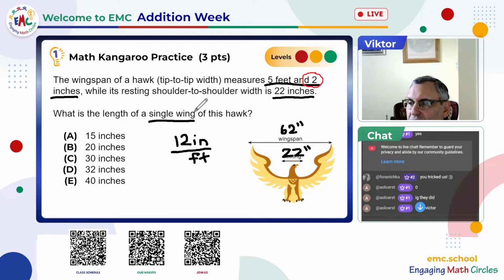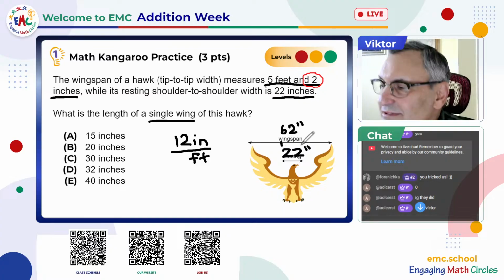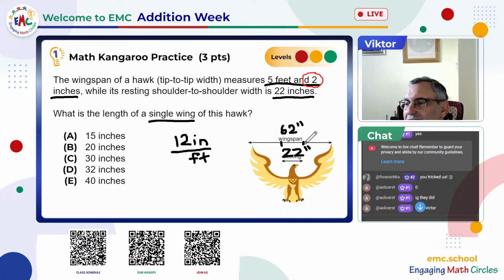Probably we have to subtract 22 from 62, but that would be 2 wings. Yeah, if I subtracted 22 from 62, I take out this middle chunk. I'll have 2 wings. Okay, so 62 minus 22. And then we're going to divide that by 2, because the question is single wing, not 2 wings.